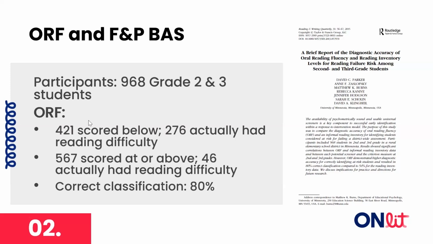Looking at the results from using the oral reading fluency, we see that of the 421 students demonstrating risk, 276 actually had reading difficulties. Of the 567 scoring at or above, 46 actually had reading difficulties. The correct classification percentage with the universal screening measure was 80%. This is a much higher rate of reliability than that of the benchmark assessment.